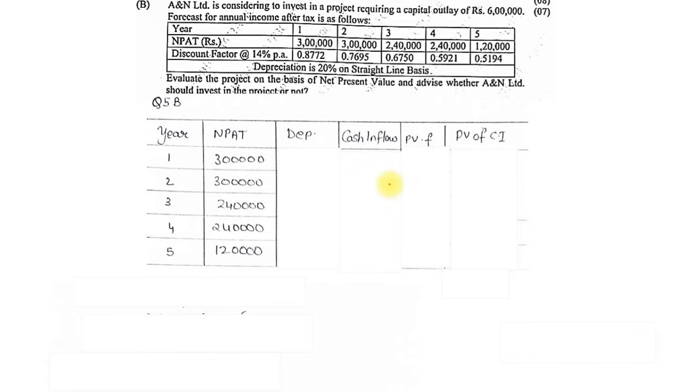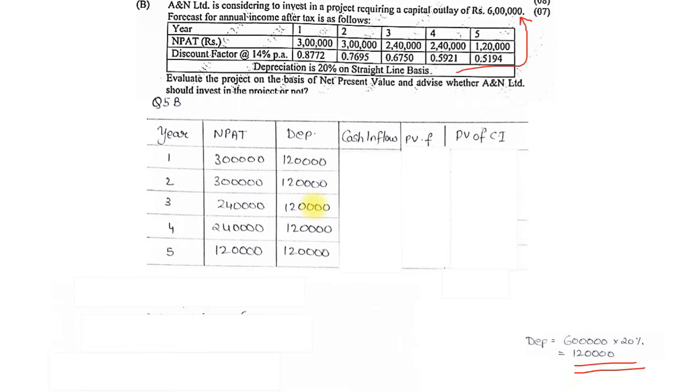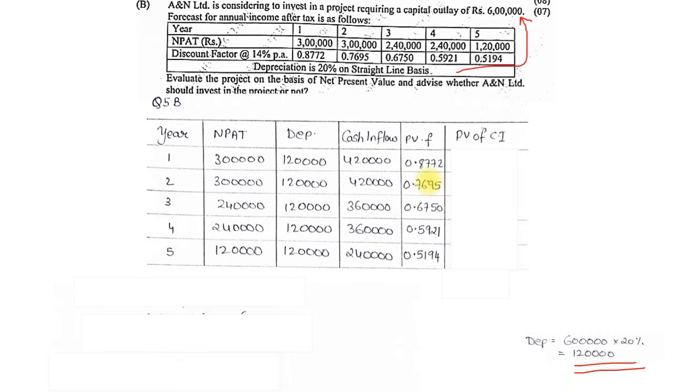We need to find DEP. DEP is 20% on the original cost, which is 6 lakhs. So 6 lakhs into 20% comes to 1 lakh 20,000. In all the cases, 1 lakh 20,000 will be the DEP. Now we need to add up. 3 lakh plus 1 lakh 20, 3 lakh plus 1 lakh 20, that comes to 4 lakh 20. 240 plus 120 is 360, and 120 plus 120 is 240. Then we note down the PV factor which has been given to us: 0.877, 0.76, 0.67 and so on.